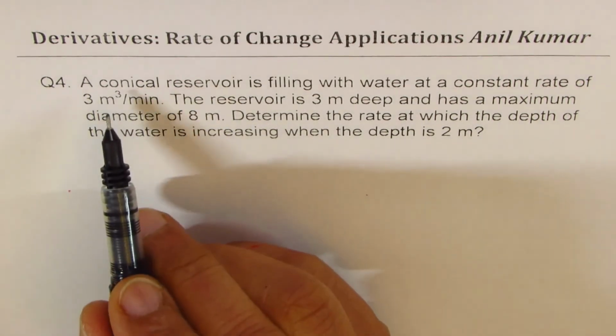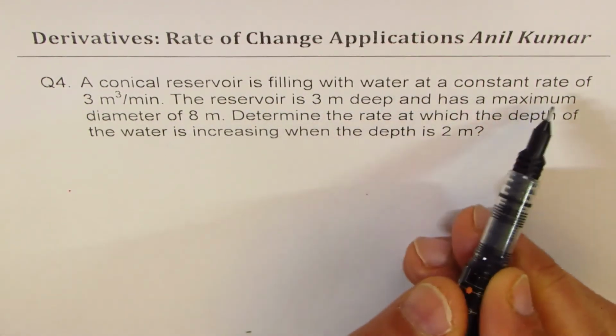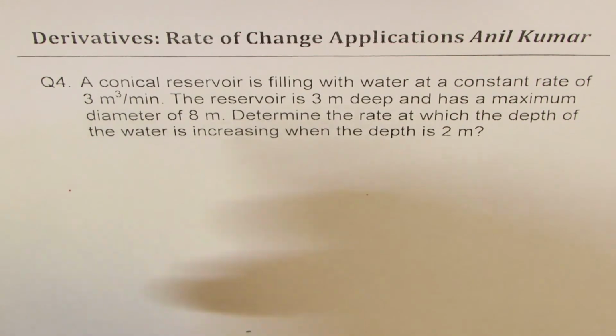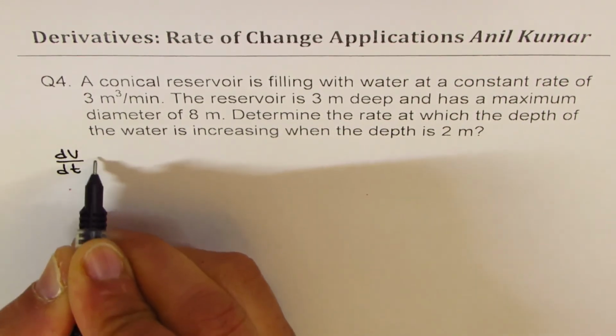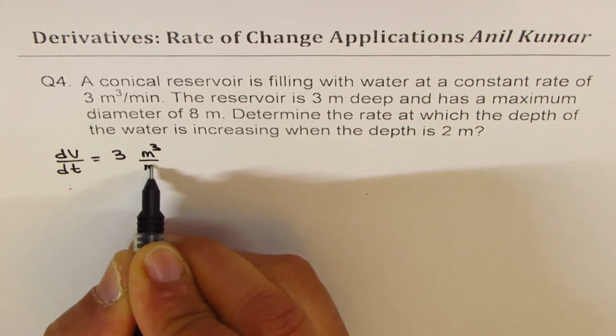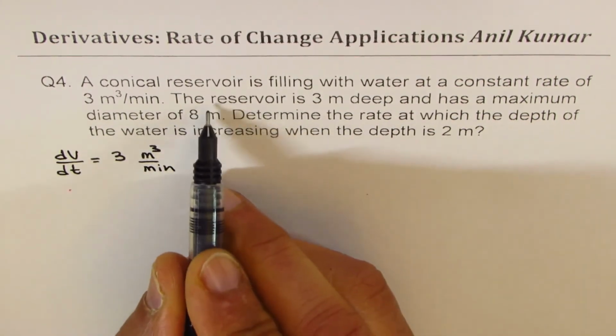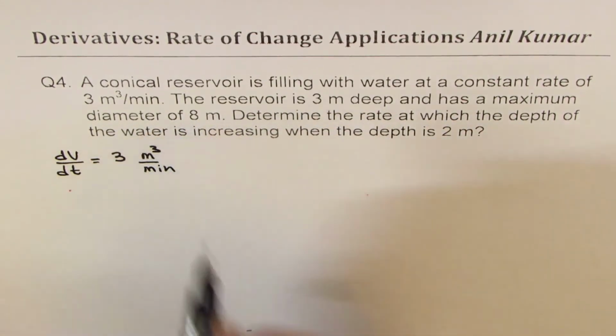Question 4. A conical reservoir is filling with water at a constant rate of 3 meter cube per minute. So as soon as you read this, write down rate of change of volume is 3 meter cube per minute. Reservoir is 3 meter deep and maximum diameter is 8 meters.